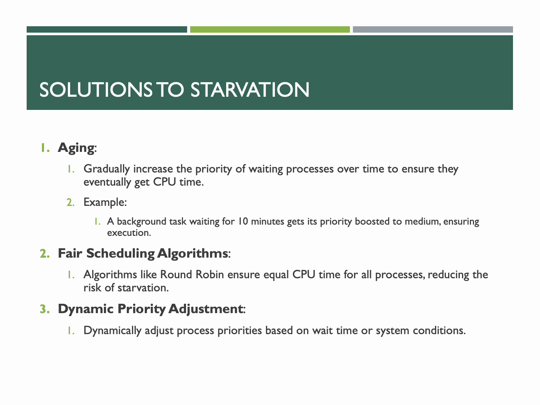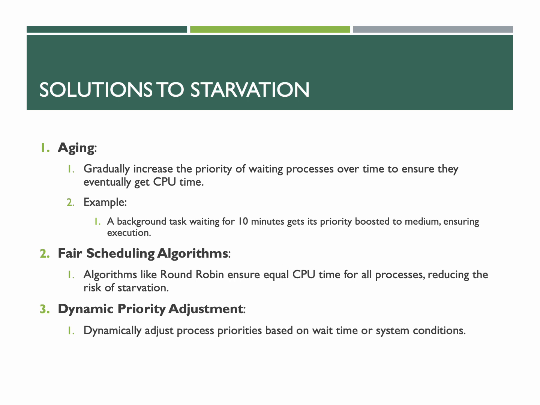Second is fair scheduling algorithms. Algorithms like round robin are designed to ensure equal CPU time for all processes, regardless of priority. So, by assigning time slices to processes in a cycling order, round robin reduces the risk of starvation as no process can monopolize the CPU indefinitely.